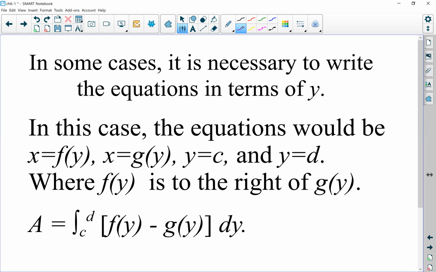The nice thing is the variable that we use as we integrate doesn't affect our integral at all, other than we're going to have y's and dy's rather than x's and dx's. We could use any variable and take the integral and we'd be okay.